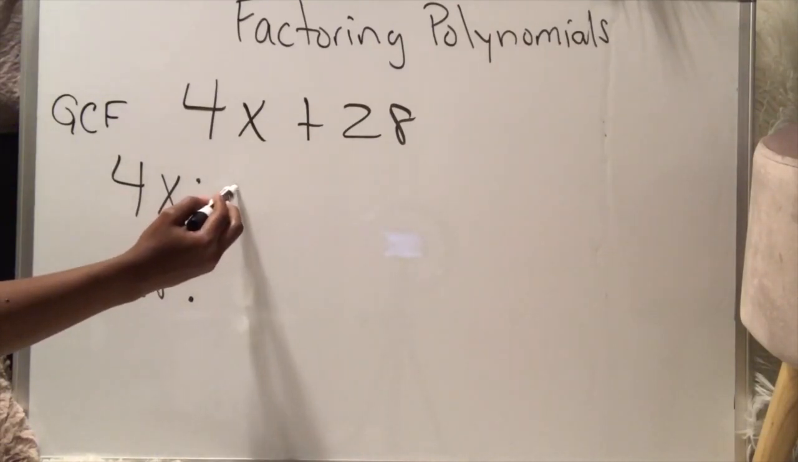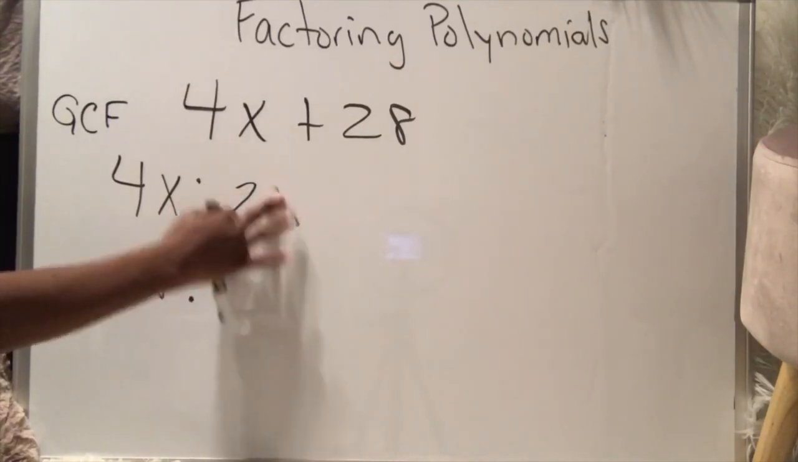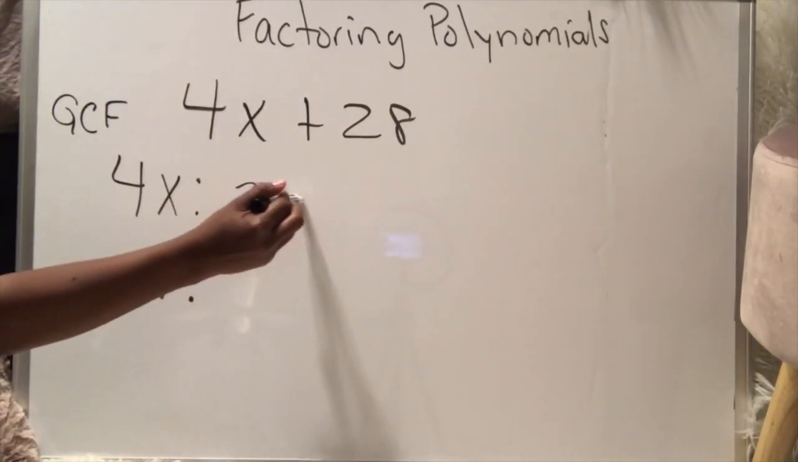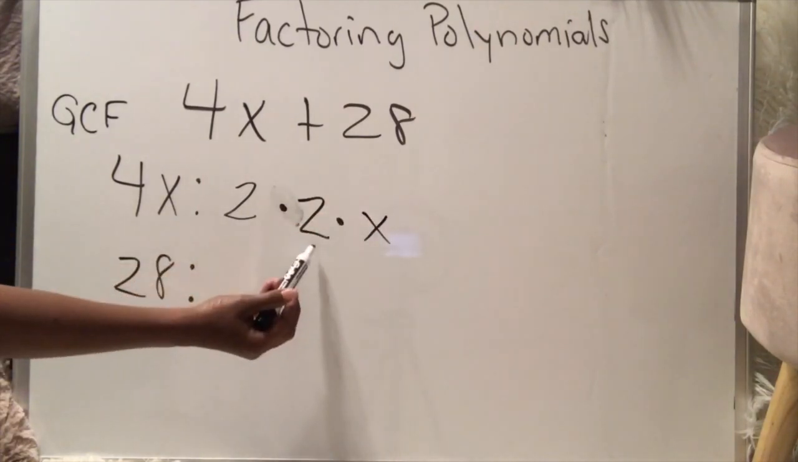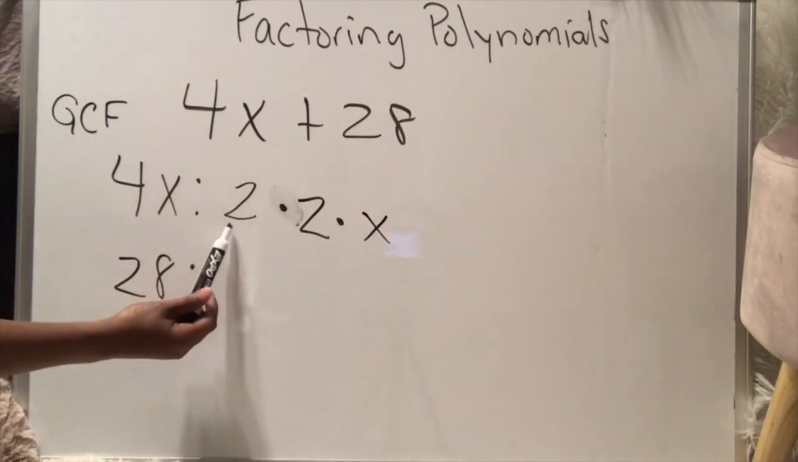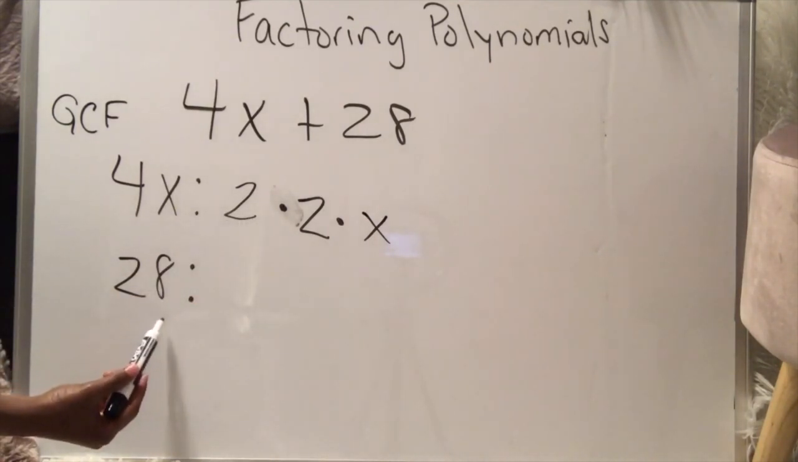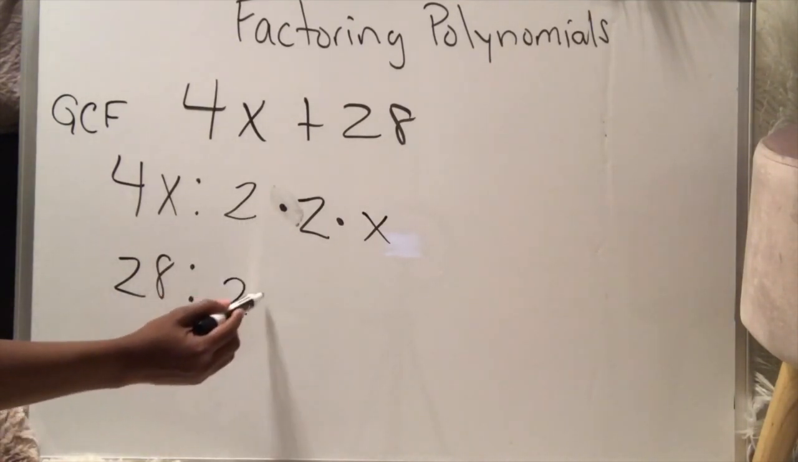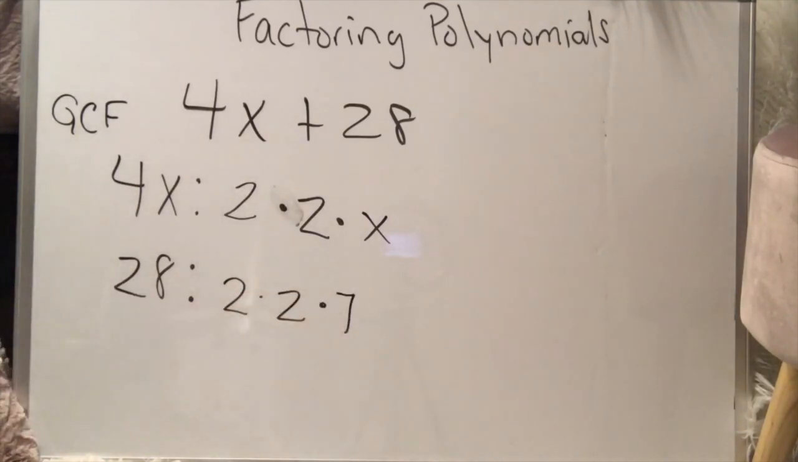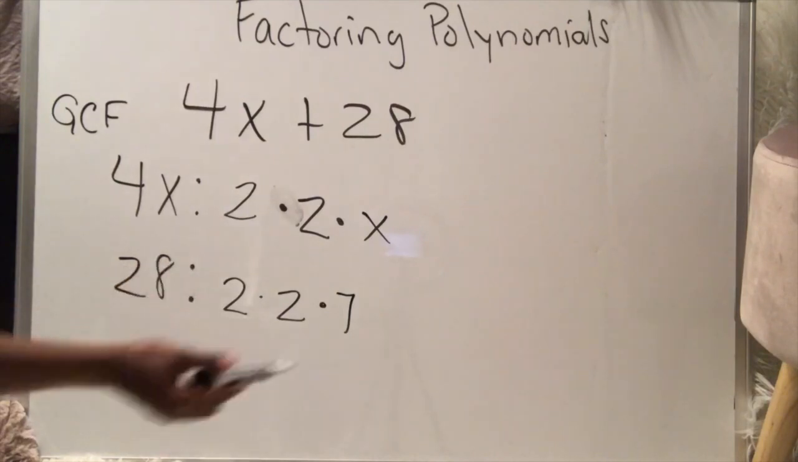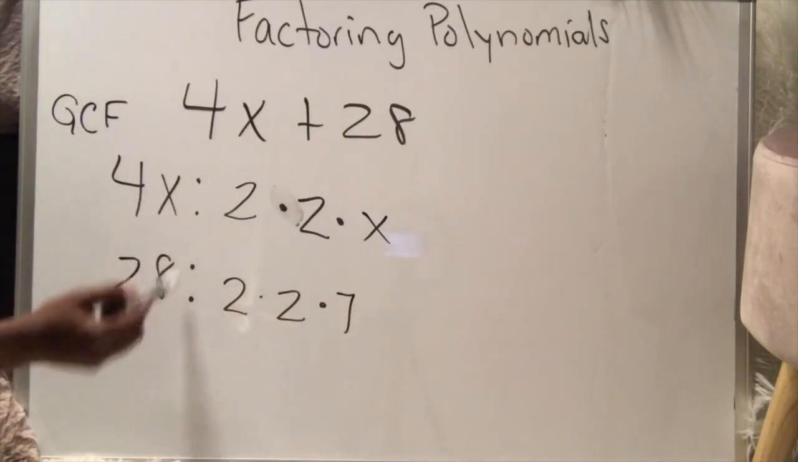So I understand that 4 is 2 times 2 times x. And because I did 2 times 2, you can see this is a prime number. And for 28, we would do 2 times 2 times 7. Okay? We don't have any x's, so we don't put any x right there. We're just looking at the term we're using.